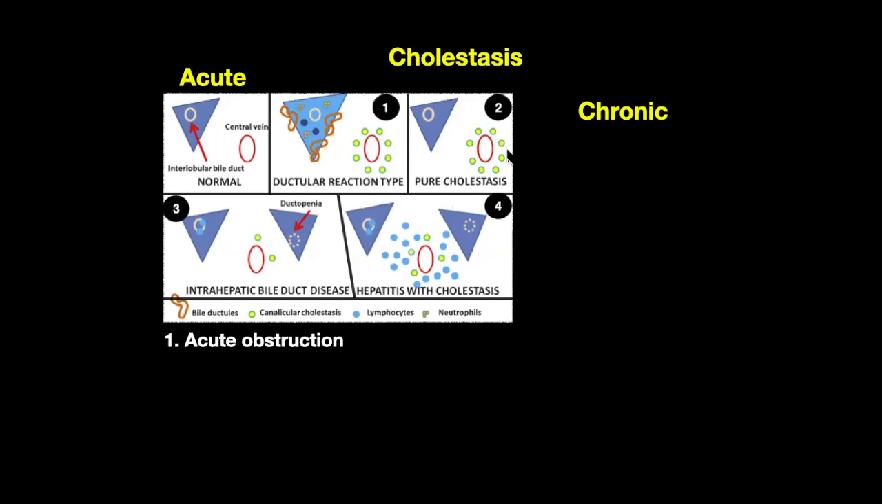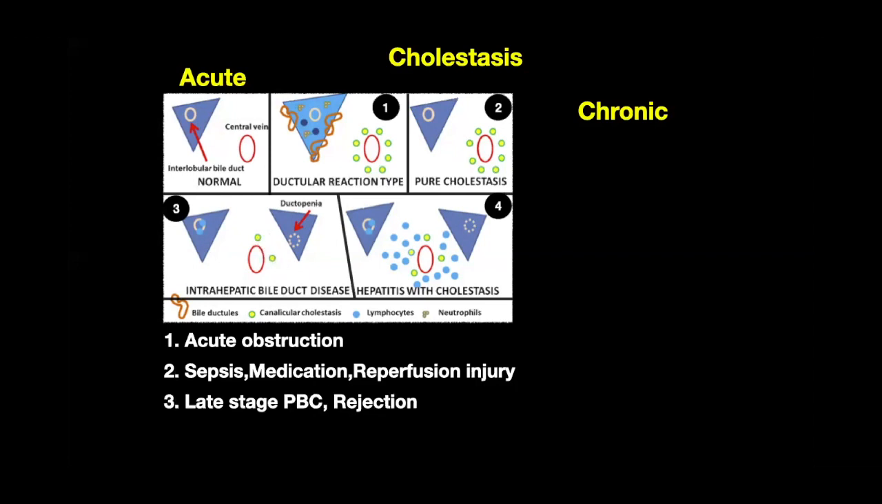Pattern 2 is pure cholestasis. Nothing happens in the portal triad or ductular region. It is pure cholestasis, and you can see that in sepsis, medication, or reperfusion injury in case of transplant. Coming to pattern 3, it is intrahepatic bile duct disease. Okay, so the lymphocytes are attacking the bile ducts and it causes ductopenia. Remember, we talked about ductopenia yesterday. There also cholestasis can happen, and it is classically seen in late stage of primary biliary cholangitis and in rejection and in primary sclerosing cholangitis. So this is pattern 3.